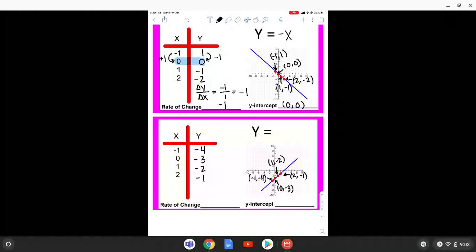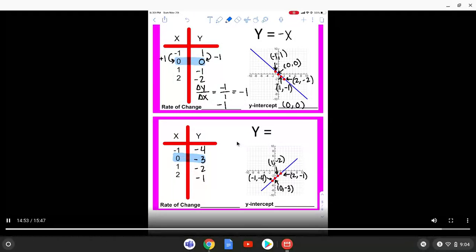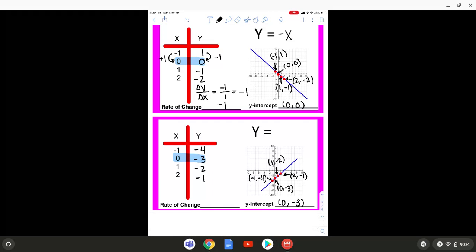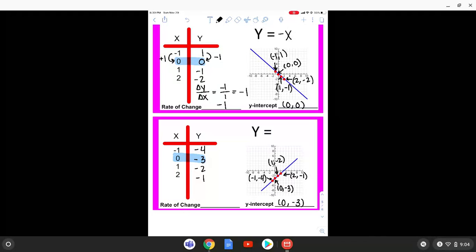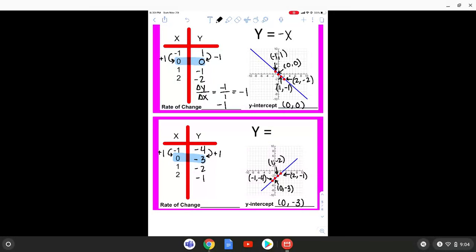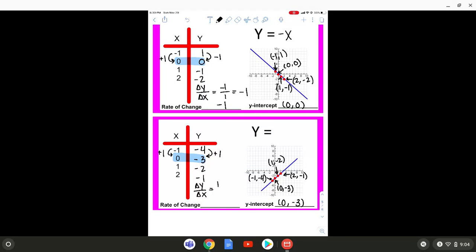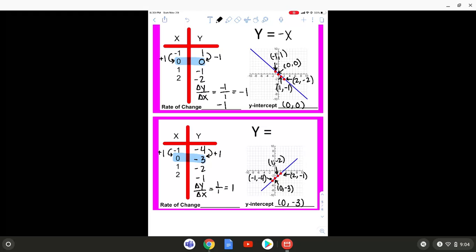Okay, and now we're just going to do the same steps we did last time. I'm going to find my y-intercept. So I see that when x is 0, y is actually going to be negative 3. So my y-intercept is (0, -3). Now to find my rate of change, I'm going to look at how x and y are changing. I see that x is increasing by 1 each time, while y is also increasing by 1. So I have the change in y over the change in x. 1 over 1 gives me 1. So my rate of change is 1.